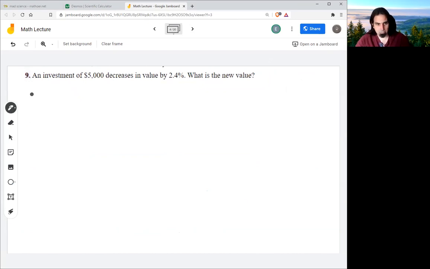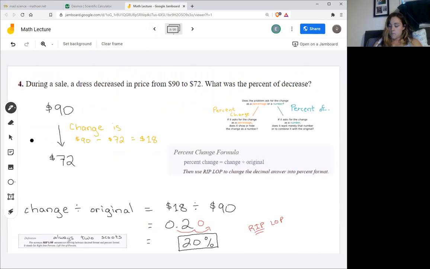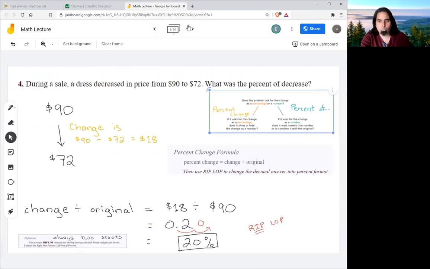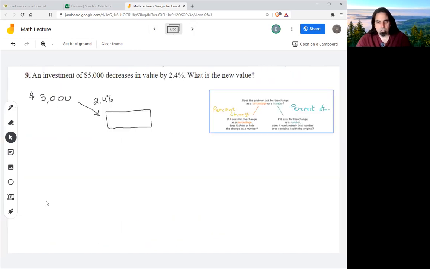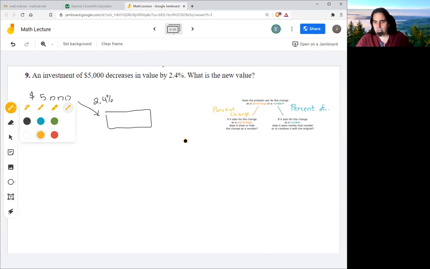So we have something that's 5,000. And it's going to go down by 2.4%. And I need to know what the new thing is. Is my picture okay? Yeah. So let's grab our little thing. So now we are in this one where we want to combine it with the original when we're done. We're asking what is the new value, not just how much is 2.4% of 5,000.